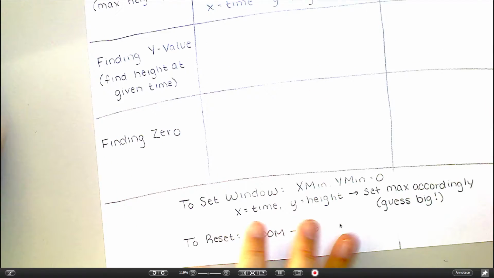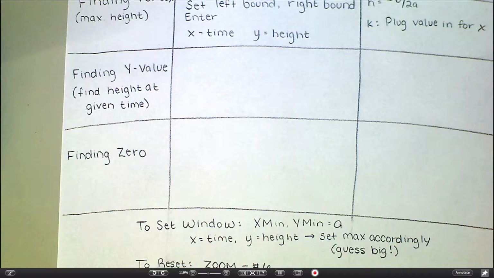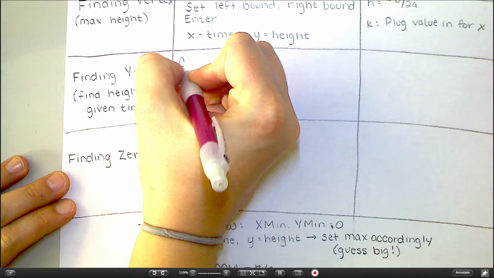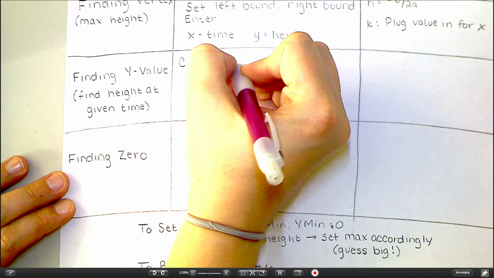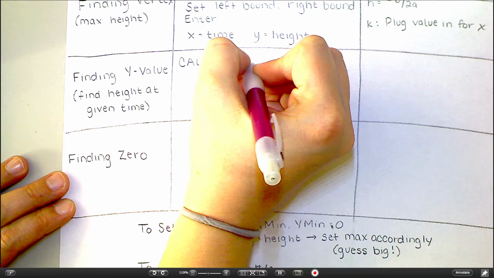Okay? So if I say, what is the height of the ball at 3 seconds? Okay, this is how you would do that. And again, I'm going to have you write down the steps. I'm going to show you the steps, and then you'll do it yourself. You're going to go to that calc menu again and choose value, which I believe is option number 1.